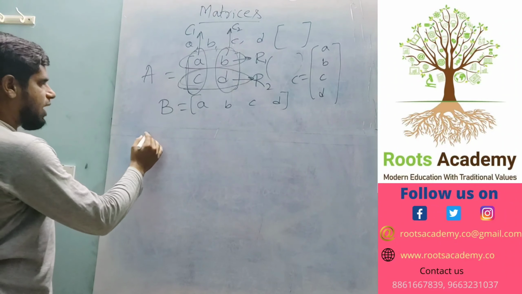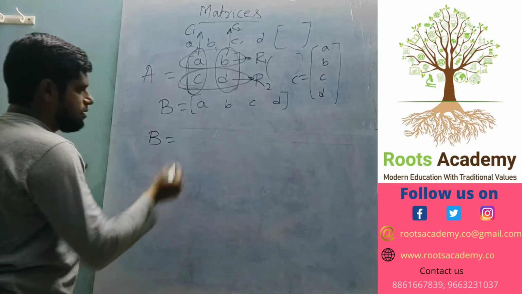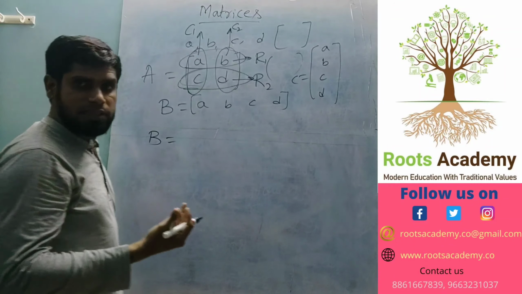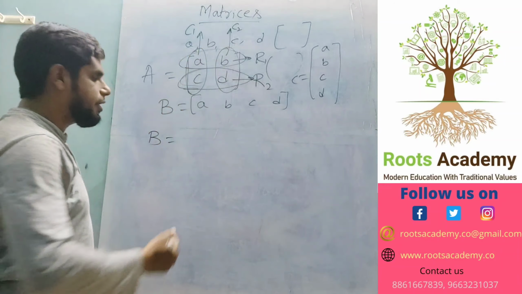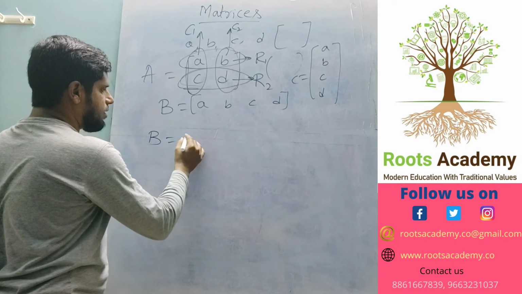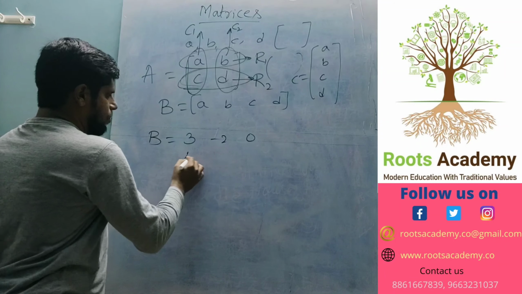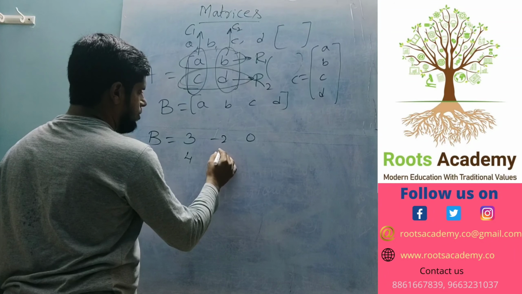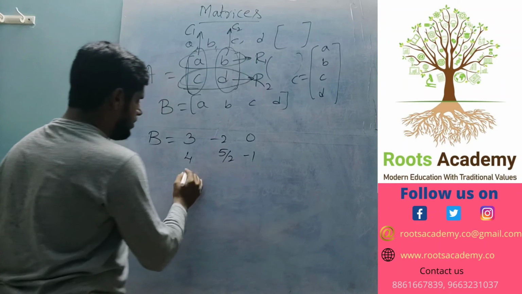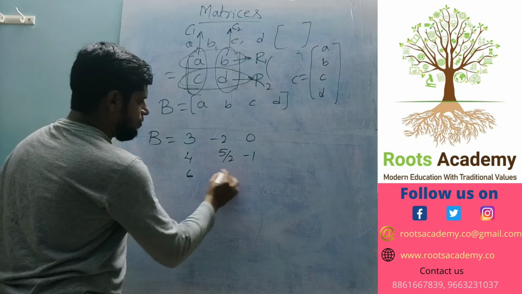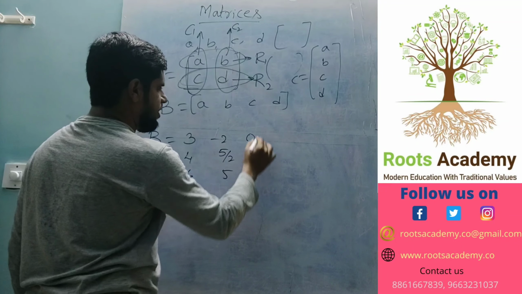For example, if I have a matrix B, its arrangement is like this. Suppose I have 9 elements. Now this time we'll take 9 elements. I took 4 already. Now we'll take 9. I will take numbers 3, minus 2, 0, 4, 5 by 2, minus 1, 6, 5, 7. I will take any number.